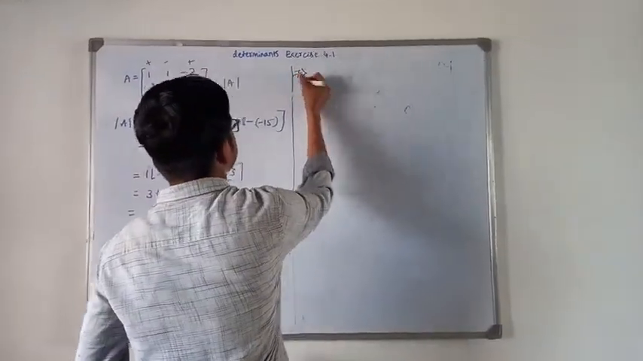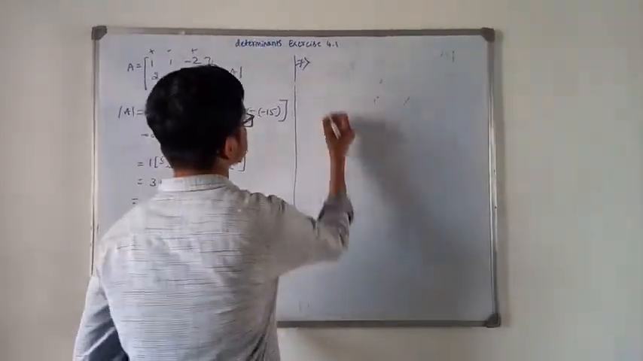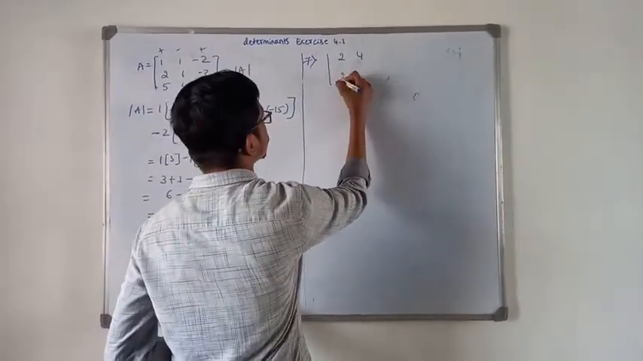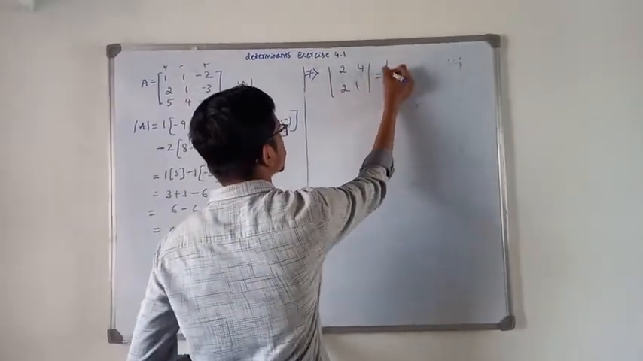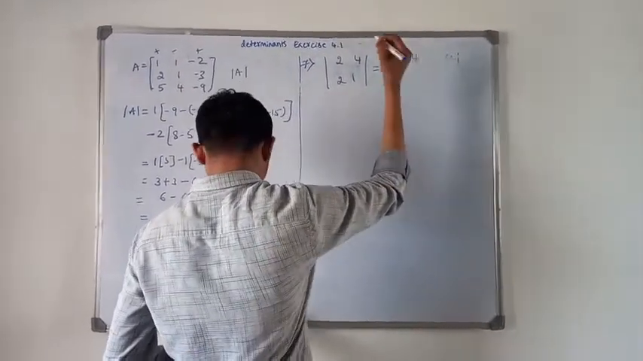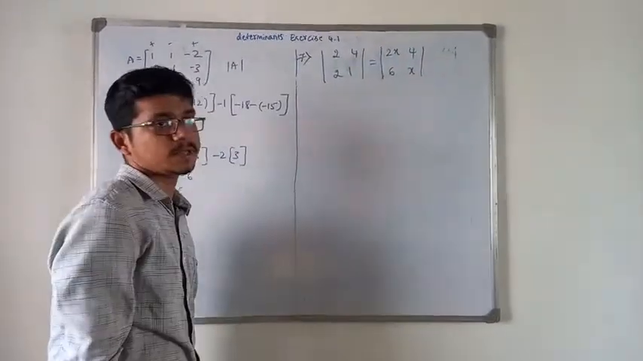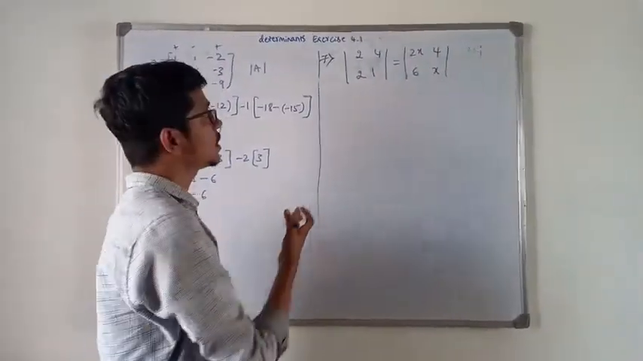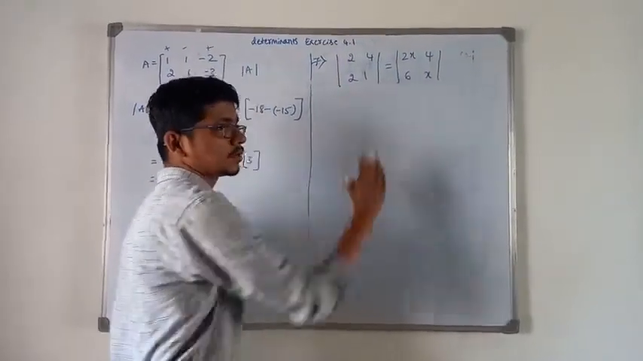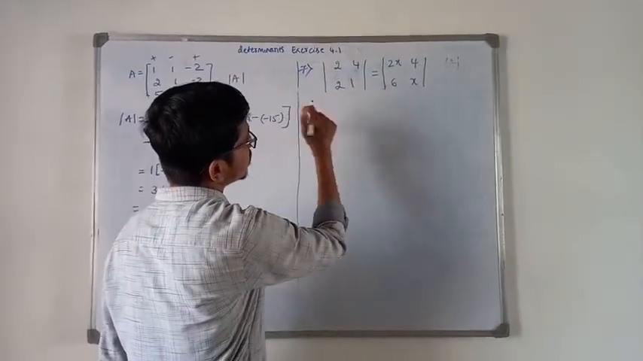Next, go to the 7th question. Find the values of x if the first one, determinant of 2, 4, 2, 1 is equal to determinant of 2x, 4, 6, x. We know the equality of the matrices in the same way. Here, given that two determinants are equal, we equate the determinants. First we calculate the determinant of the left hand side.